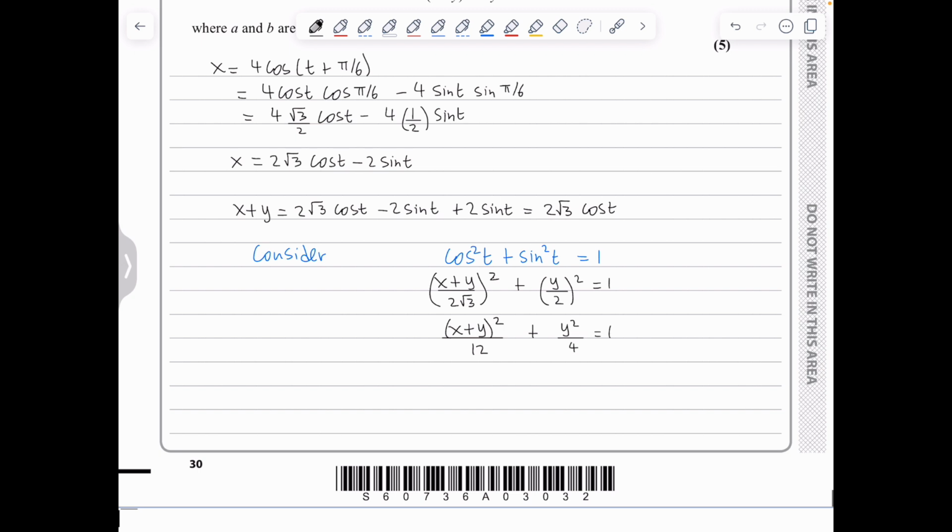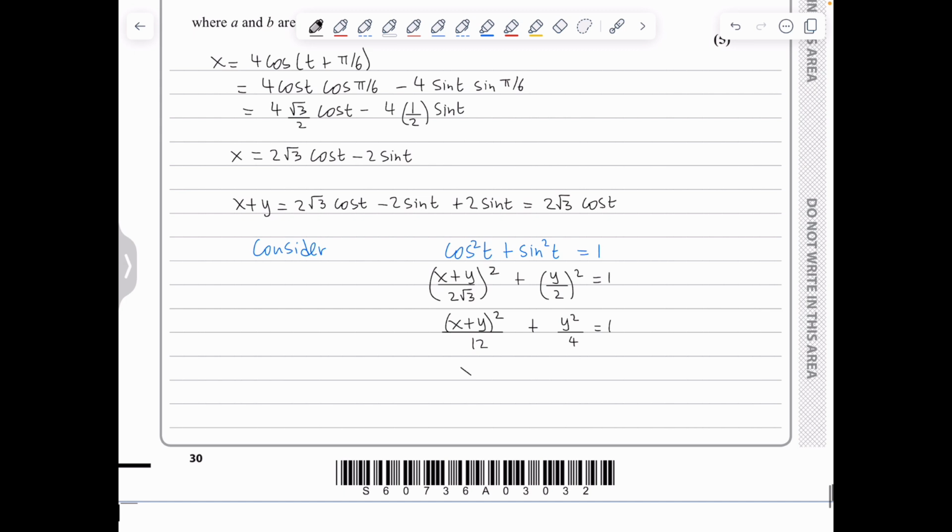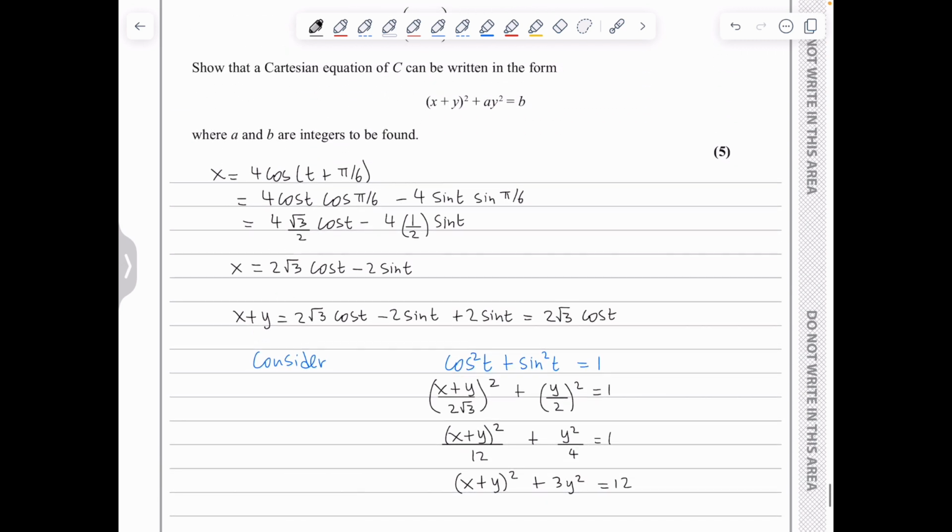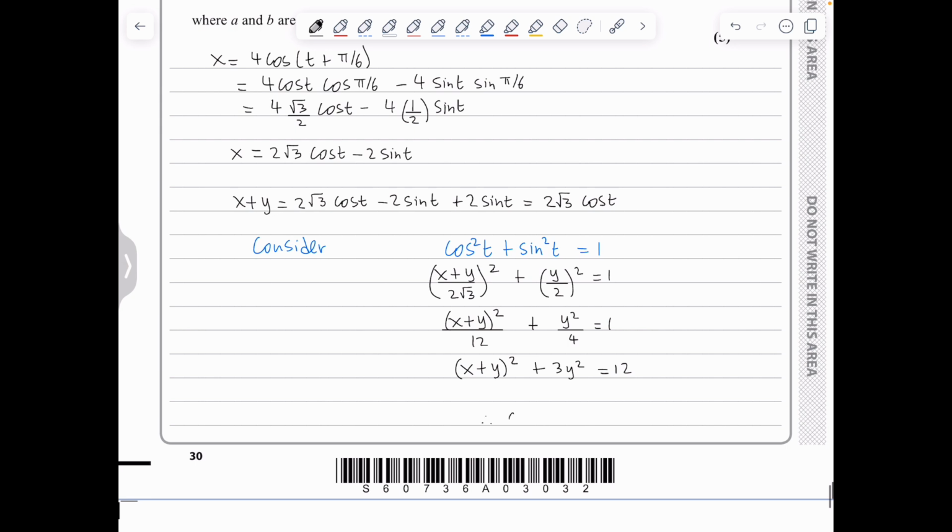I will multiply throughout by 12 to arrive at x plus y squared plus 3y squared is equal to 12, which matches the form given in the question, with the constant a being equal to 3 and the constant b being equal to 12.